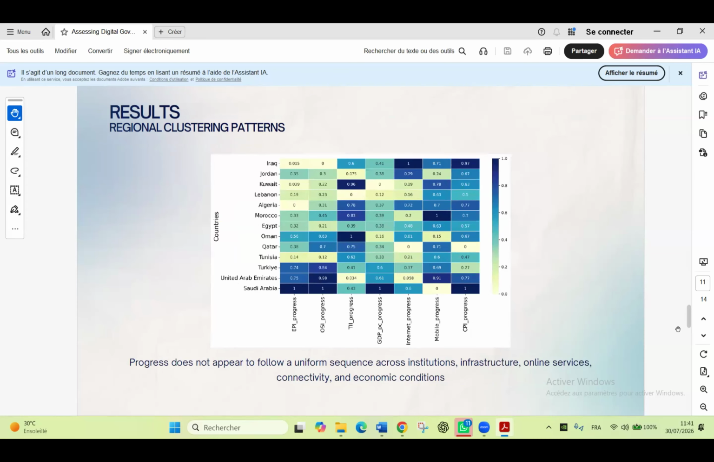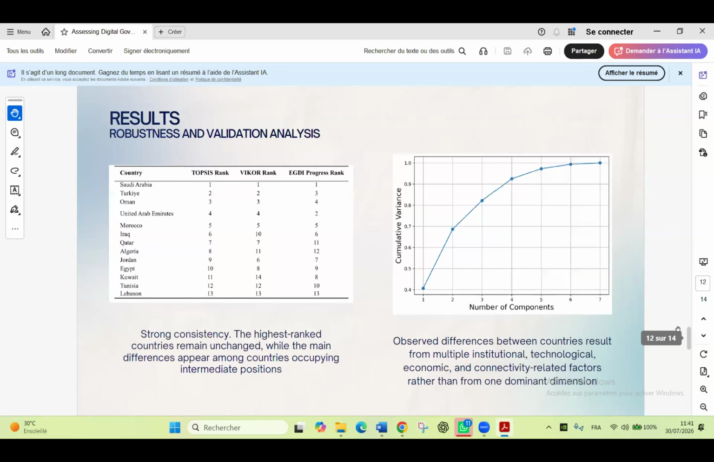To better understand these trajectories, we also examined the progress achieved by each country across the 7 indicators. The heat map clearly shows that progress is uneven across dimensions. For example, some countries achieve strong progress in online services but more limited improvement in institutional or economic conditions. These results confirm that digital governance transformation is multidimensional and does not follow a uniform sequence across countries.